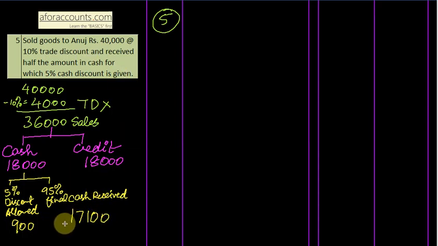So this working is important. Otherwise, what figures will you put in your journal entry? So sales है, sales आपका credit में ही जाएगा. So बिंदास डालो to sales. And how much was your sales? Here, see, 36,000. We never record trade discount. So, to sales, 36,000.